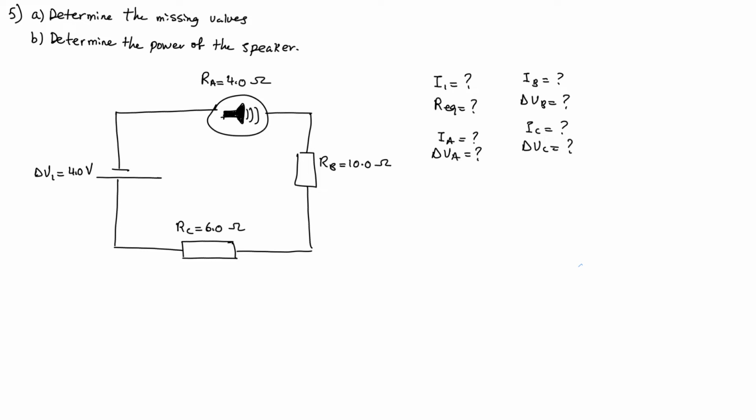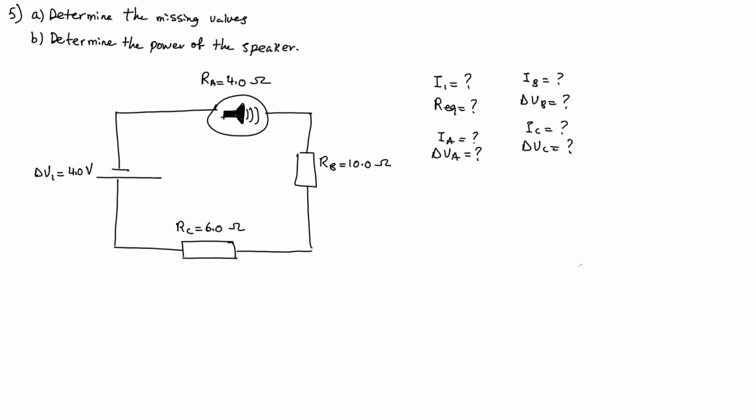In the next question, we're asked to determine the missing values and determine the power of the speaker. So we have a circuit here, and in this circuit we have a battery, we have a speaker, we have two resistors here. One is 10 ohms and the other one is 6 ohms, and the resistance of the speaker is also 4 ohms here.